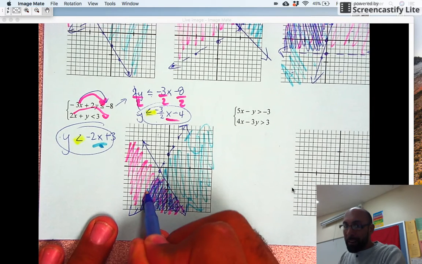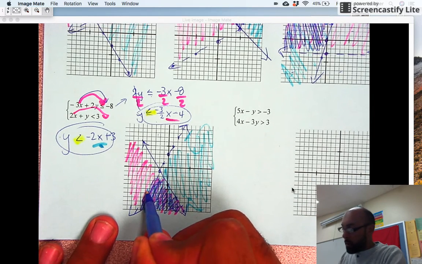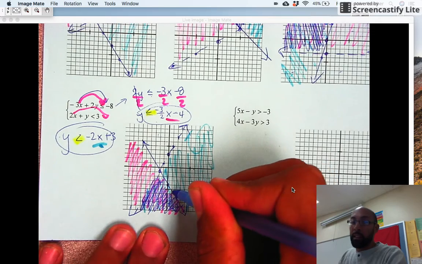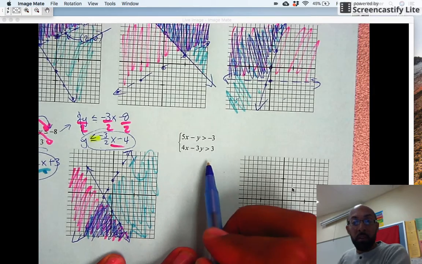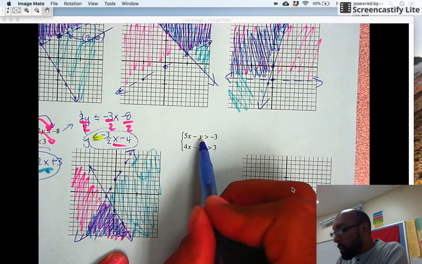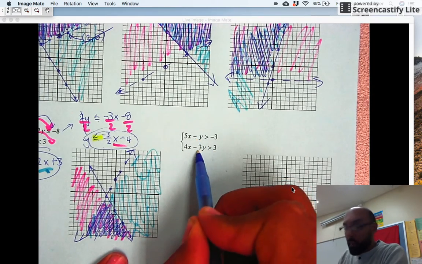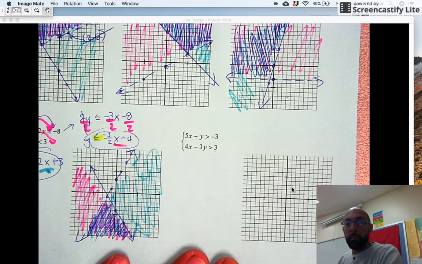If it's on this line because it's dashed, not a solution. If it's on this line and it's solid, yes, solution. Okay, pause the video. Try this one on your own. But remember, look, there's a negative, and with a negative, you're gonna have to divide and switch the sign. So try it on your own. Pause the video.